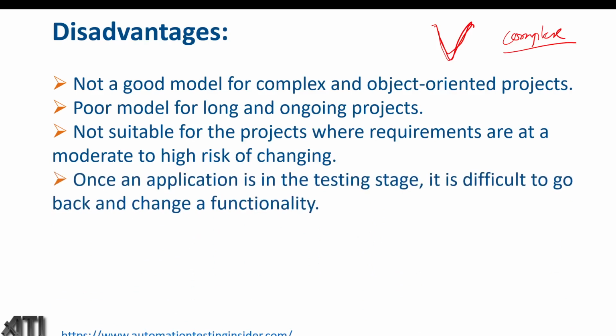Once an application is in the testing stage, it is difficult to go back and change a functionality, because we have already gone through all the phases of the development lifecycle, and once it is delivered to the testing team after unit testing, it is very difficult to go back and change that functionality, because we have already gone through lots of stages. More documentation is required, and documentation is very high here. We have to create lots of documentation, process documents. So these are the different disadvantages of the V model.